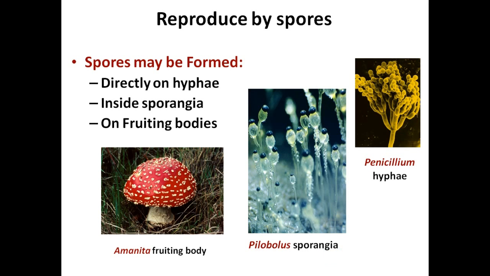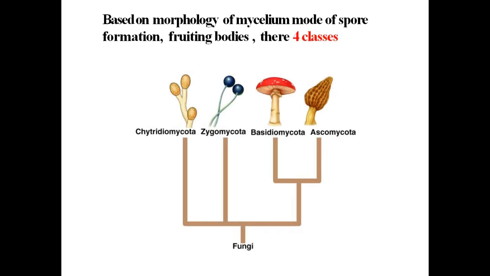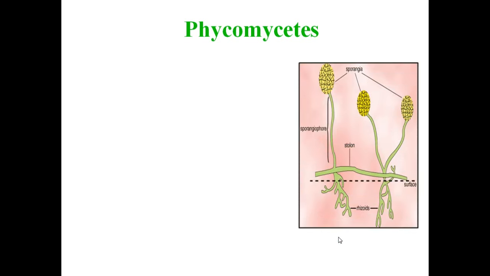The morphology of the mycelium, mode of spore formation, and fruiting body forms are the basis for the division of the kingdom into various classes. Based on these, there are four classes: Phycomycetes, Ascomycetes, Basidiomycetes, and Deuteromycetes. Basidiomycota and Ascomycota are closely related. First, we will see Phycomycetes. Phycomyces is a member.